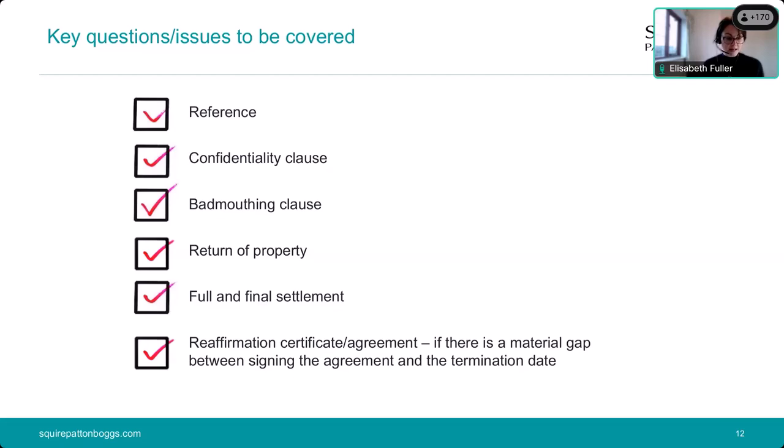Final thing on the slide there to think about: do you need a reaffirmation certificate? Hannah mentioned these a little while ago. So you might want an employee to sign a reaffirmation certificate where there's going to be a material gap between them signing their settlement agreement and the termination date of their employment. What I mean by a material gap is probably a gap of 6 weeks or more, but it can depend on the circumstances of the case.